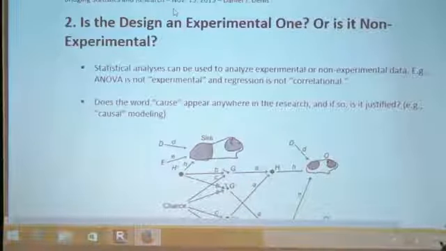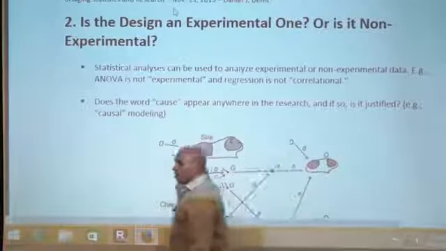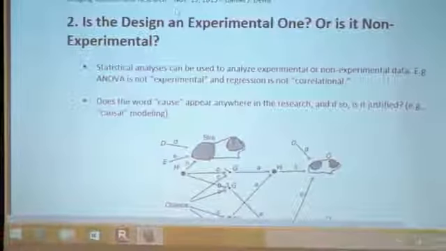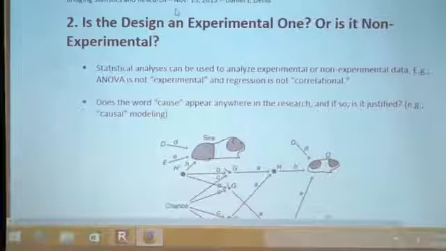Statistical analyses can be used to analyze experimental or non-experimental data. Example: ANOVA is not experimental and regression is not correlational.